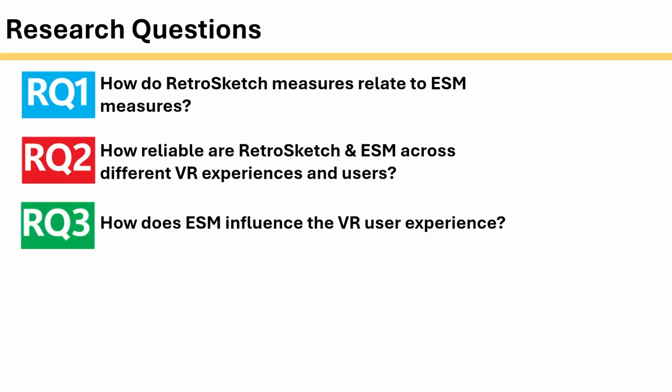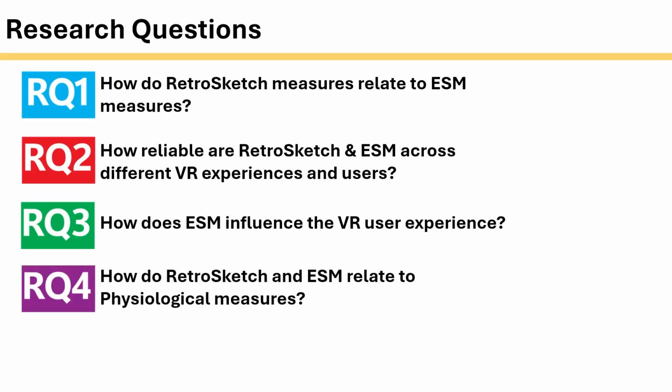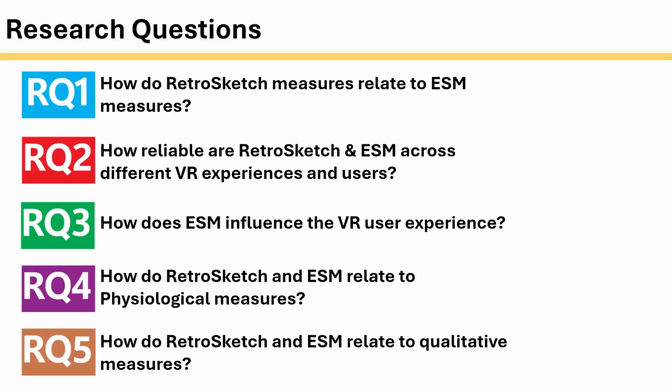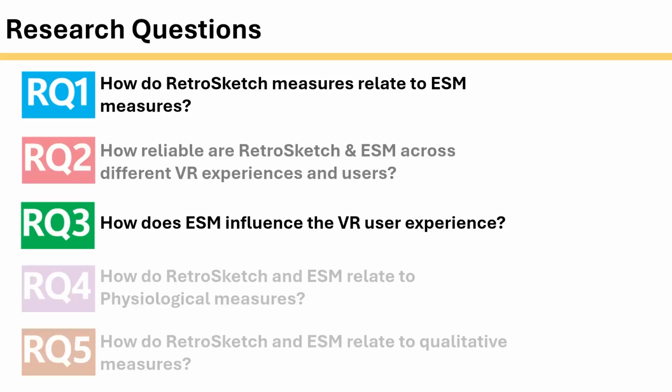RQ3, how does ESM influence the VR user experience? If ESM can be disruptive, what is the actual consequence of these disruptions to the VR experience? RQ4, how do RetroSketch and ESM relate to physiological measures? So does either measure explain more of the variance in common physiological measures of emotion? And finally, RQ5, how do RetroSketch and ESM relate to qualitative measures? So do both measures align equally well with the sentiment of qualitative measures of the VR experience? For brevity, I'm just going to focus on RQ1 and RQ3, and I'll discuss those in detail.